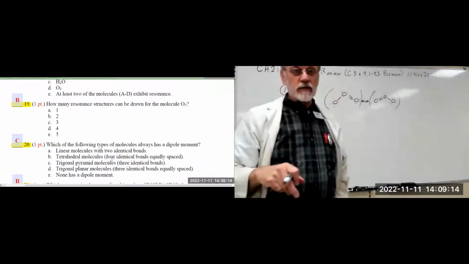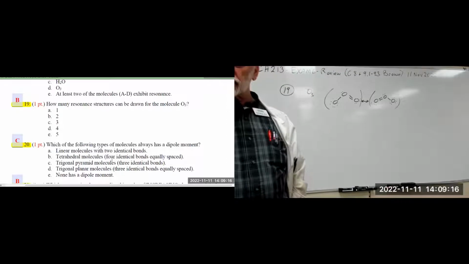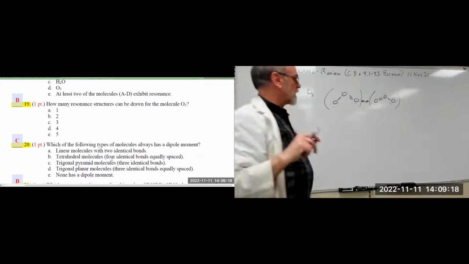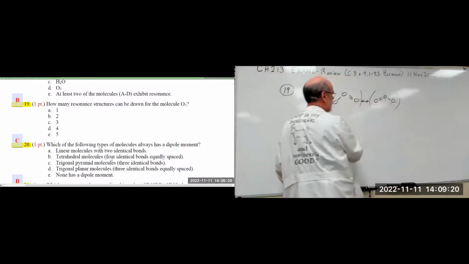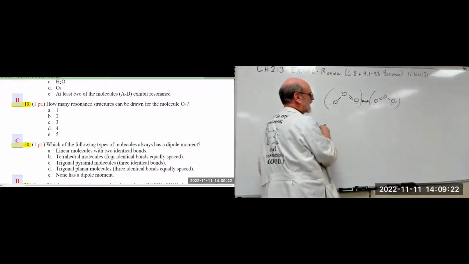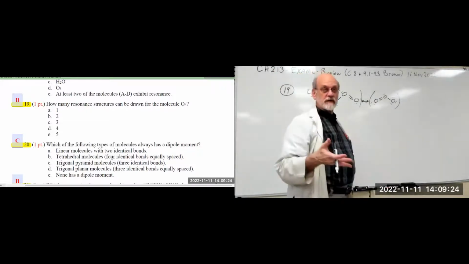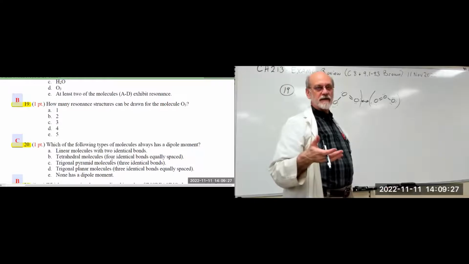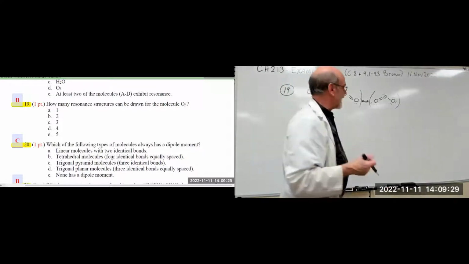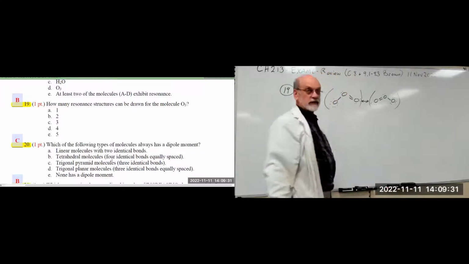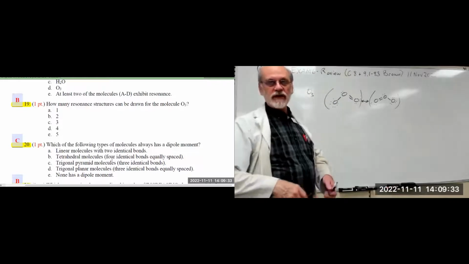And you can only have 2 resonance structures for ozone, because these are both valid Lewis dot structures, and we can't decide using the valence bond theory. We can't decide which one's which. So that's where resonance comes in.